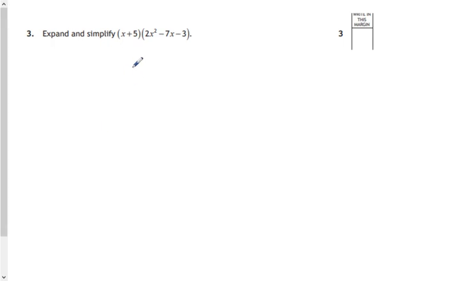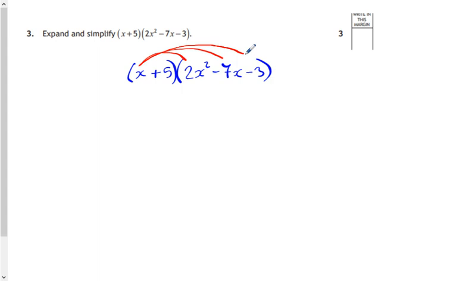Expand and simplify. We've got x plus 5 in the first bracket, and 2x squared minus 7x minus 3 in the second bracket. So each term in the second bracket is going to get multiplied by the x, and then each term in the second bracket is going to get multiplied by this positive 5. So we need to be aware of how negatives will affect this. So we get 2x cubed minus 7x squared minus 3x.